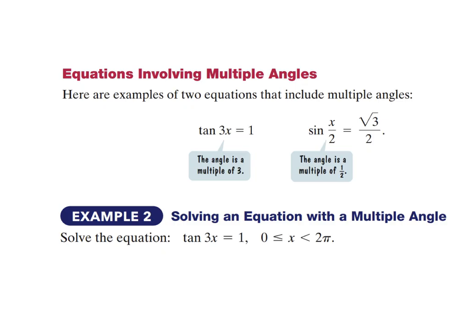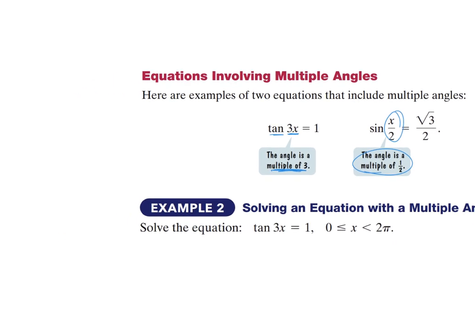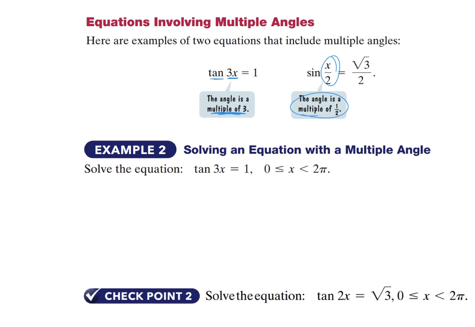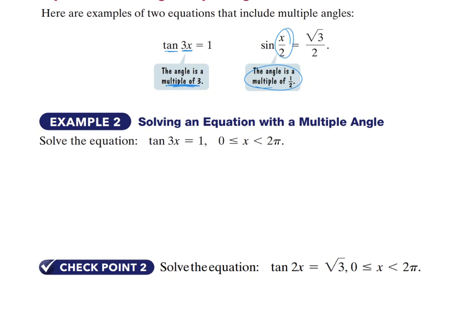All right, now let's look at equations involving multiple angles. So this is tangent of 3x, so the angle is a multiple of 3. If inside the trig function you have just x, you do what we did on the previous problem, and everything works out. If you have something multiplying x inside the trig function, it adds a few steps, and it adds some complexity in how we solve this.